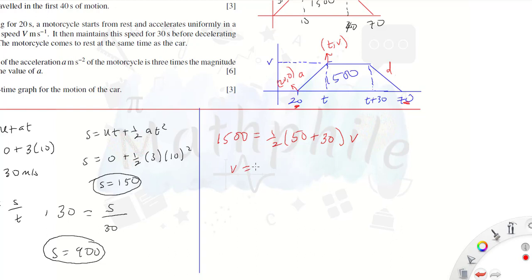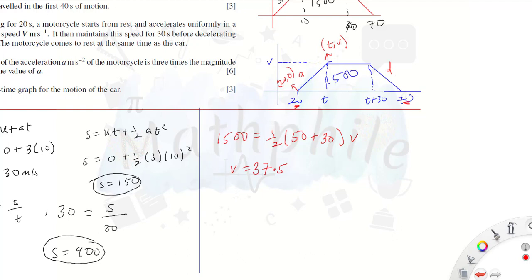18.75? No, I just used my calculator. I'm getting 37.5. How are you doing it? Hey, Derek, is everything okay? Yes. Okay. So v is 37.5 meters per second.